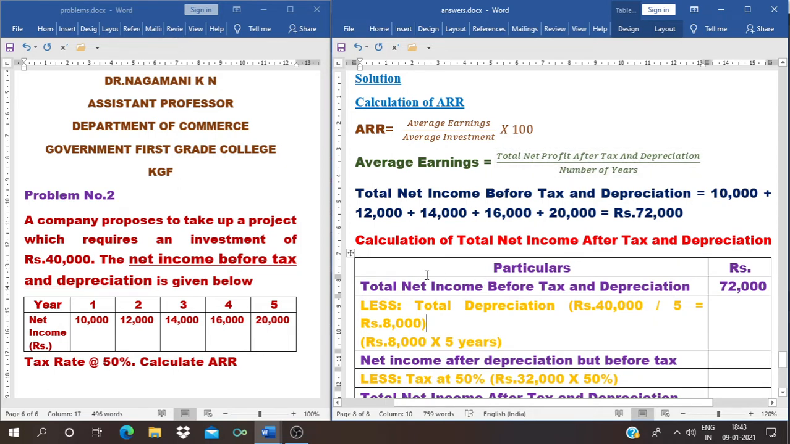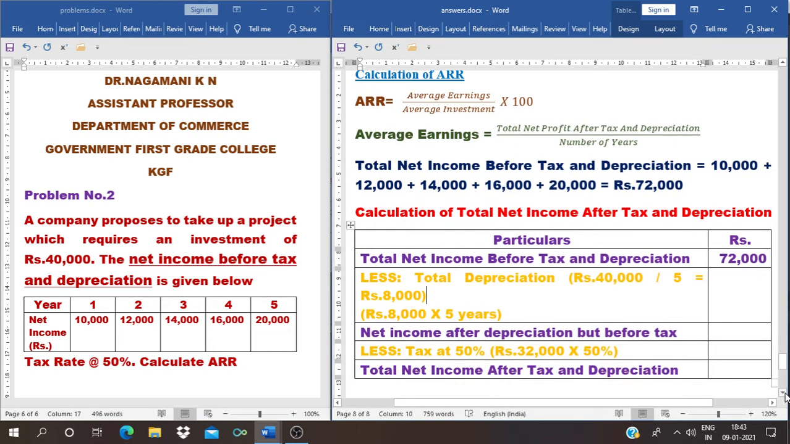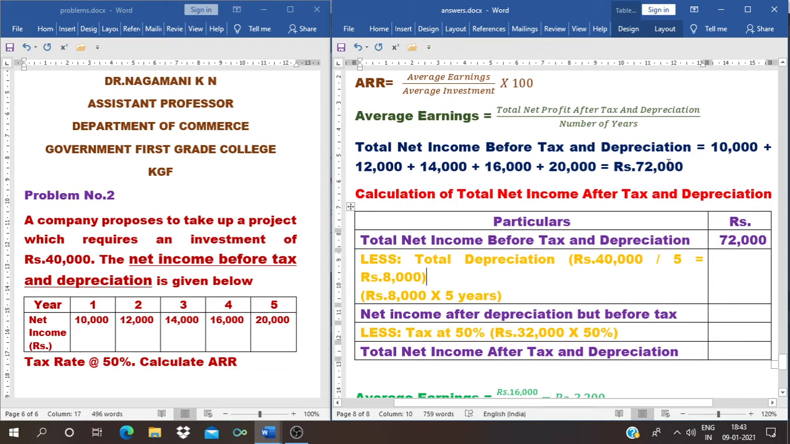Okay, now calculation of total net income after tax and depreciation. First information, what we are going to write is total net income before tax and depreciation that just now we have calculated. That is 72,000. We need to write it first. Next, first we should deduct depreciation, that is for 5 years depreciation we have to deduct, because here total net income before tax and depreciation is there for 5 years, that is 72,000 less total depreciation.